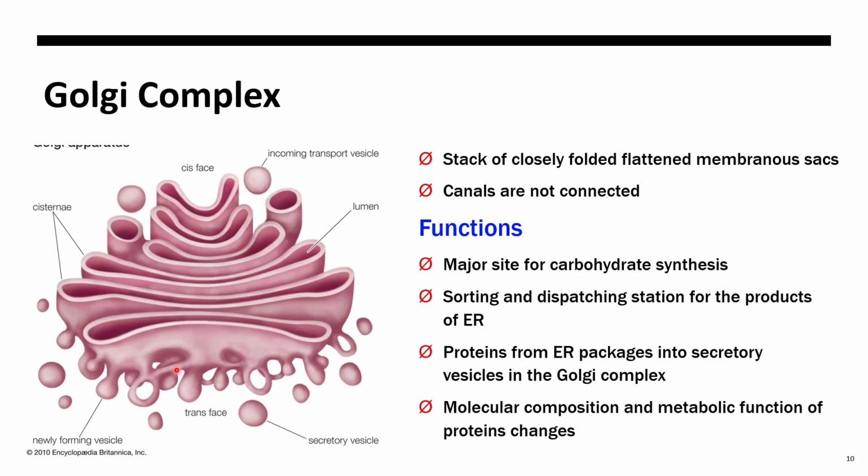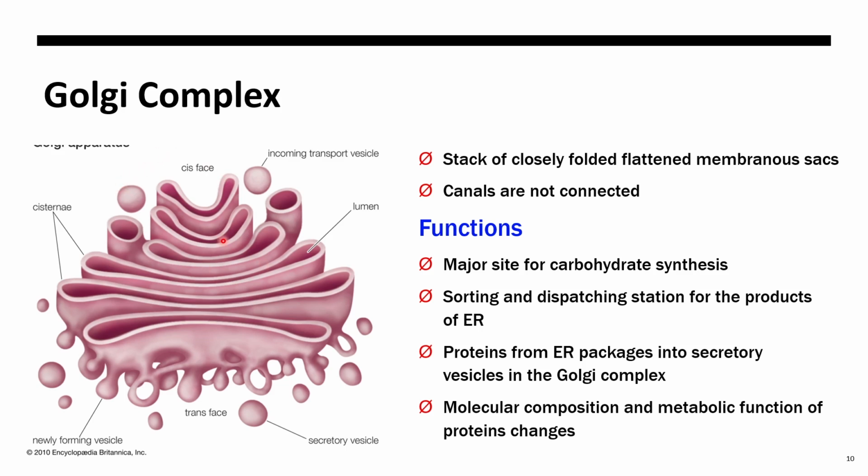The next one is the Golgi complex. You can see it's a bit similar in structure to the endoplasmic reticulum, but there are main differences. This is a stack of closely folded, flattened sacs, but the main thing is they are not interconnected. They are closed sacs. The Golgi complex is like a sorting center. It collects all the vesicles that come from the endoplasmic reticulum, sorts them, modifies them, and then dispatches them to their correct location.